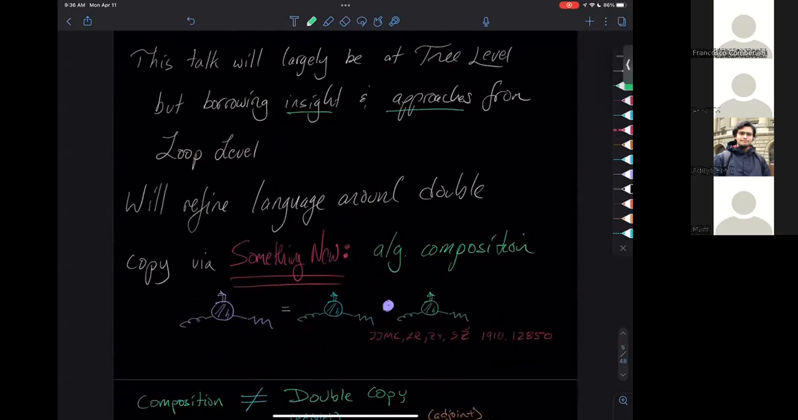So let me make it clear at the beginning that this talk will largely be at tree level, but I'm going to be borrowing insight and approaches from loop level. What we're going to be doing is refining the language around double copy via something relatively new, this idea of algebraic composition: the idea that you can take color dual weights and compose them with other color dual weights to make new color dual weights of desired algebraic properties.